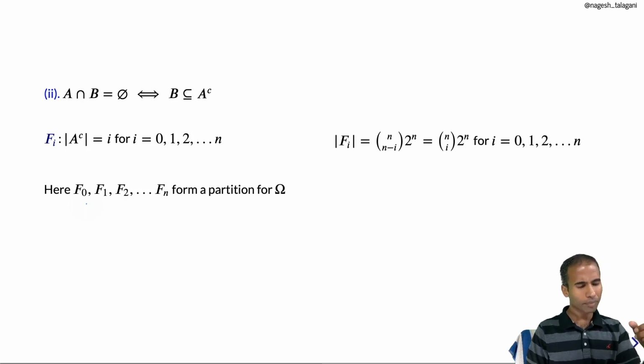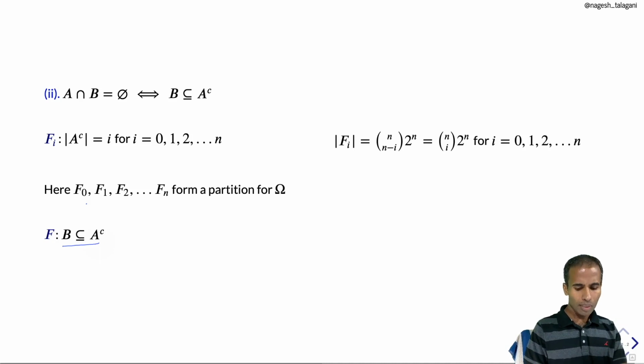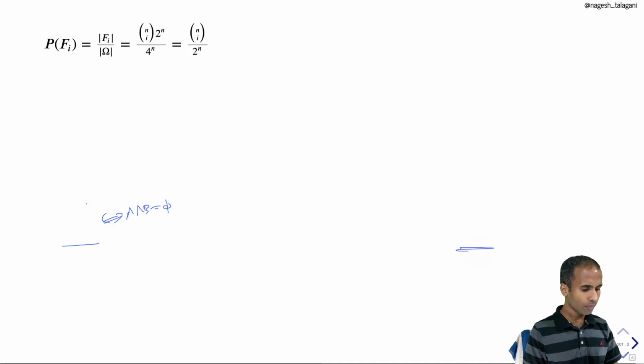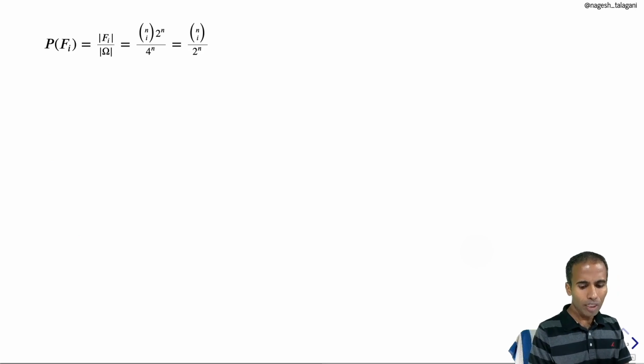Okay, so fine. Now let F denote the event that B is contained in A complement. This happens if and only if A intersection B equals empty. So we are interested in the probability of F. First let us compute the probability of Fi. The probability of Fi is going to be the number of elements in Fi by the number of elements in omega. We already got a count for the number of elements in Fi, which is n choose i times 2 to the power of n, and the size of the sample space is 4 to the power of n. So this gets simplified to n choose i by 2 to the power of n for i equal to 0, 1, 2, so on n.